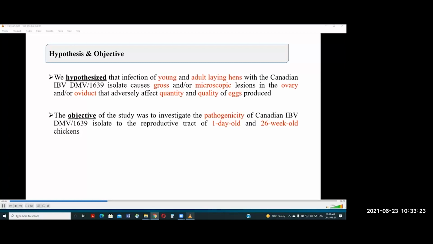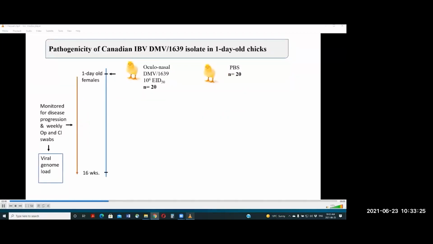In the first experiment, we used 40 specific pathogen-free 1-day-old females that were divided equally into two groups. One group was challenged with the Canadian Delmarva strain at a dose of 10 to the power of 6 egg infectious dose, and the second group was kept as negative control. Both groups were monitored for disease progression with weekly collection of oropharyngeal and cloacal swabs.